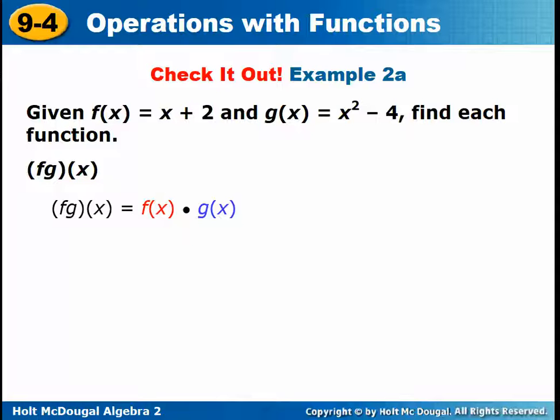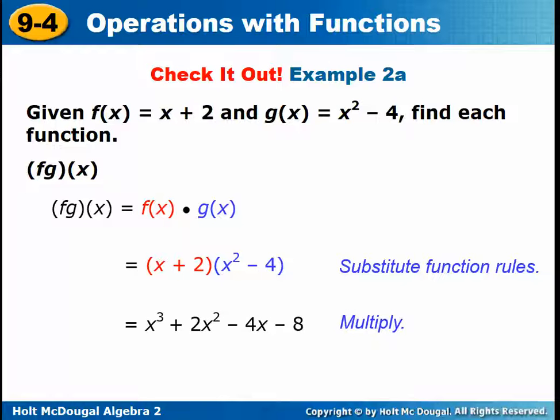Okay, so on example 2a, you should have FOILed in this case. So first times first and got x cubed. The outer times the outer would be minus 4x. They put that over here. The inner times the inner would be 2x squared. And then the last times the last, it would be negative 8.